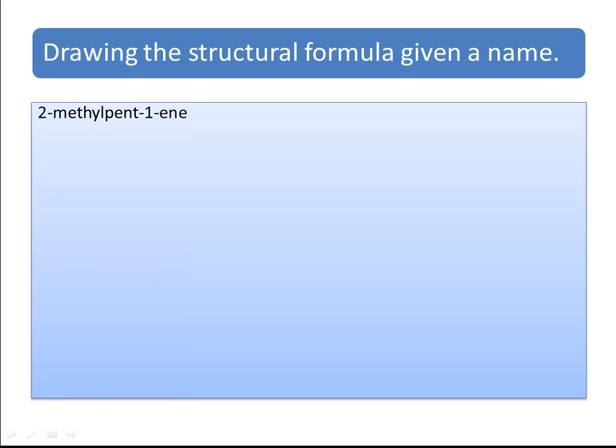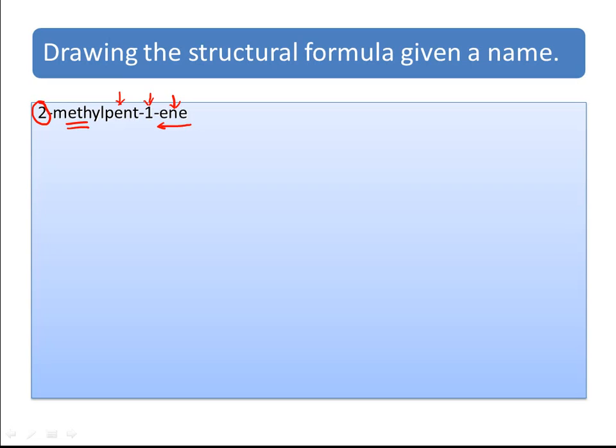The first compound we're looking at is 2-methyl pent-1-ene. Okay, so what we have here, like we're doing with alkanes, we start from the end of the name, working our way backwards. So the "ene" tells us that there's a double bond in the structure, and that double bond is on the first carbon, and the chain has got 5 carbon atoms, and on the second carbon we've got a methyl group.